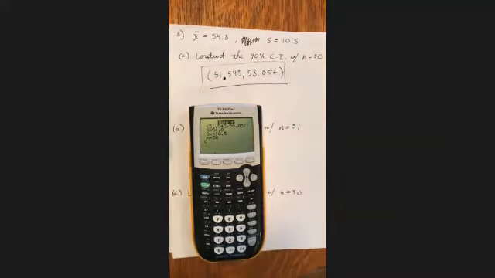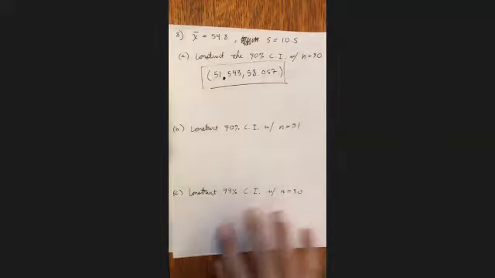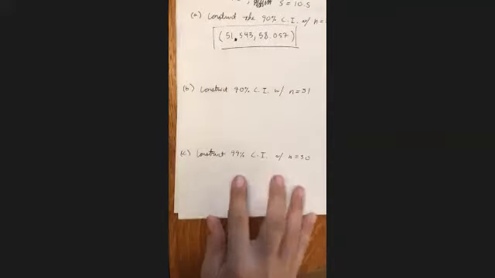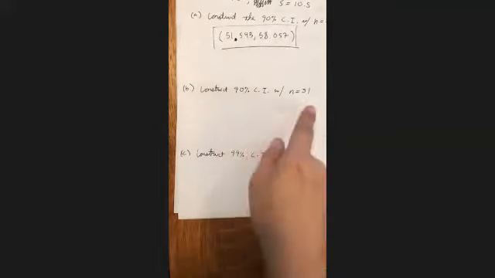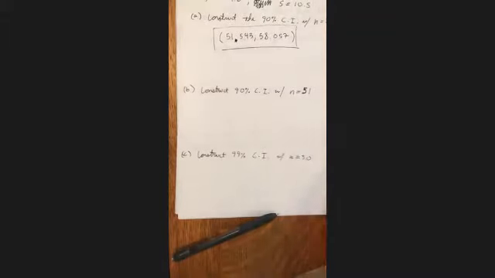That's how you can use the calculator to construct a t-interval, right? So we just put in all the statistics, all the information that we have, and it spits out the interval. So we can do it again. Now it says construct a 90% confidence interval with the sample size equal to 51 instead of 30. So let's see what happens there.